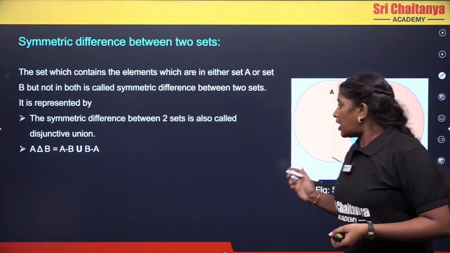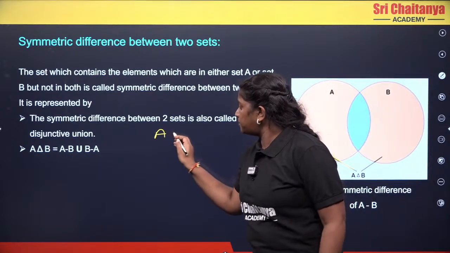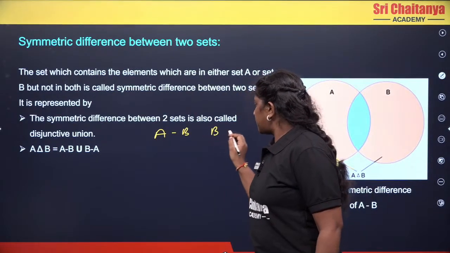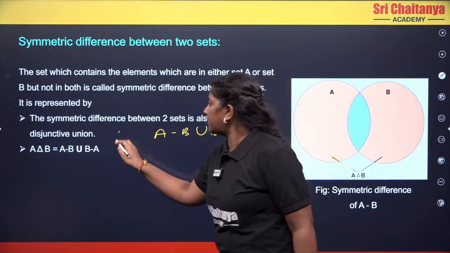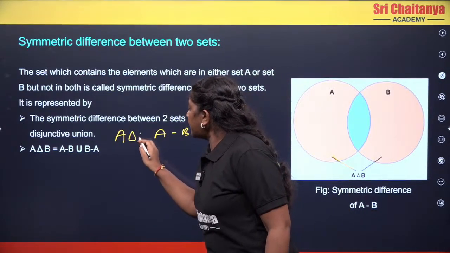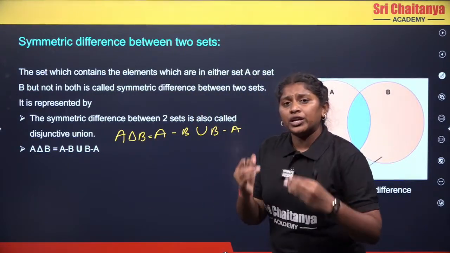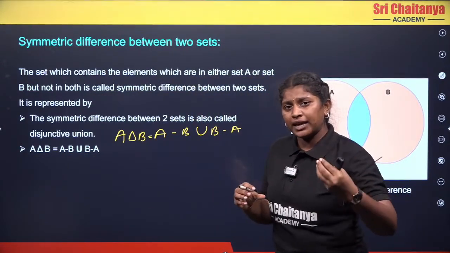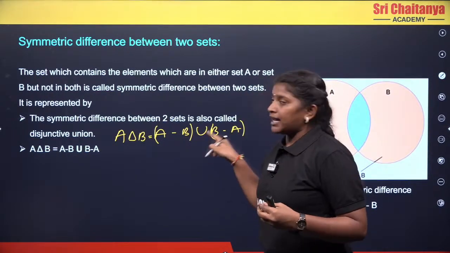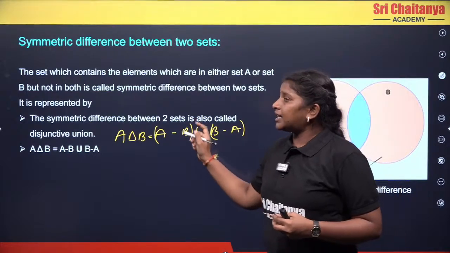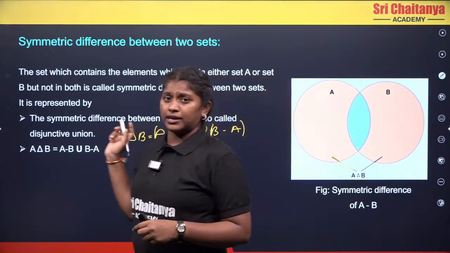Now if you are taking the two, A minus B and B minus A both, and if you are taking the union of them, then you will get the symmetric difference, which is represented by A delta B. It means if you are taking the union of both the differences A minus B and B minus A, then we will get the symmetric difference, which will be represented by A delta B.